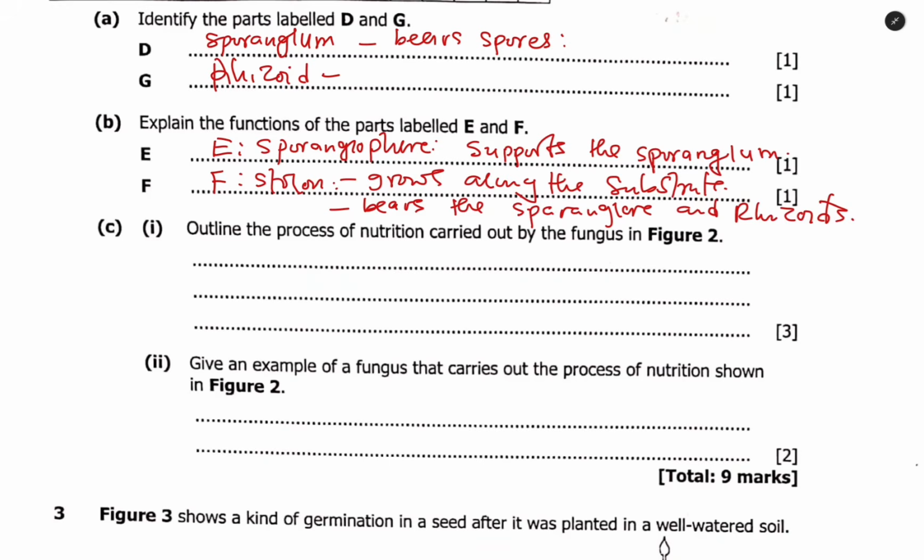Then the other question: outline the process of nutrition carried out by the fungus. Fungus is one of the organisms that carries out saprophytic nutrition. The kind of nutrition we are going to outline here is saprophytic nutrition. So you're going to start by identifying the kind of nutrition, and that is called saprophytic nutrition.